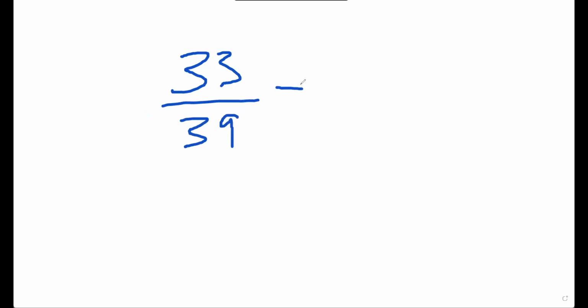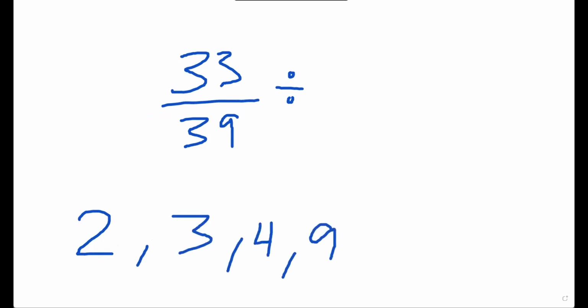Sometimes you might get more challenging ones, like 33 over 39. Well, top and bottom can be divided by 3. So you want to check, can the top and bottom be divided by 2? Never divide by 1, because everything can be divided by 1. Can it be divided by 2, 3, 4, 5, 6, 7, 8, 9, 10? I like to go up to 10. Usually it would be one of these numbers.